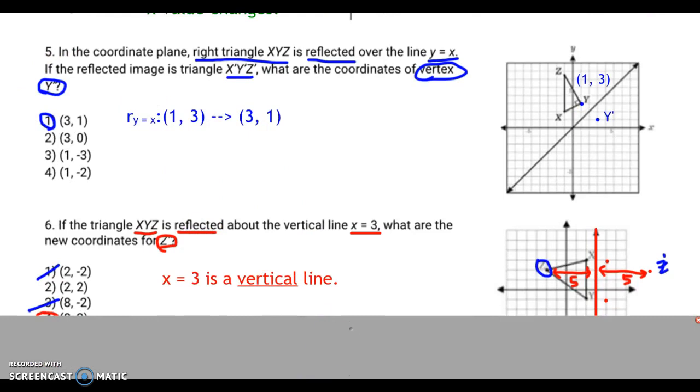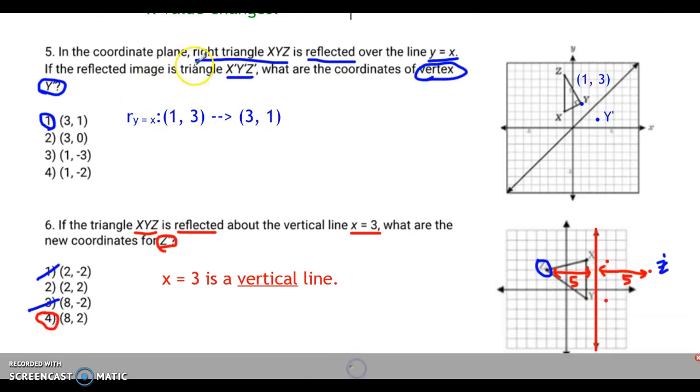If you take a look at this number 5, it asks us to find out the coordinates of vertex y prime. We know that y is here and that those coordinates are 1 comma 3. It tells us to reflect over y equals x, and we just said that a reflection across the line y equals x means we switch the coordinates. So instead of 1 comma 3, it becomes 3 comma 1. This is how you write it out if you were asked to write it out, let's say on a quiz or a test or something like that. This is how you write out a reflection across the line y is equal to x.